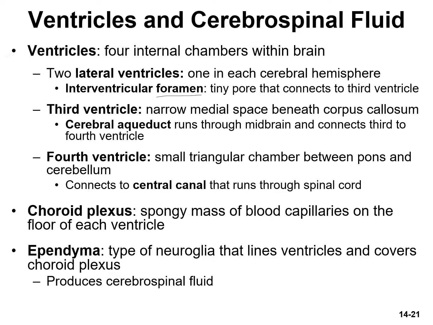And remember, we have ependymal cells that are a type of glial cell. So it's a type of neuroglia that lines the ventricles, covers the choroid plexus, and the primary role of those ependymal cells is going to be to produce that cerebrospinal fluid.